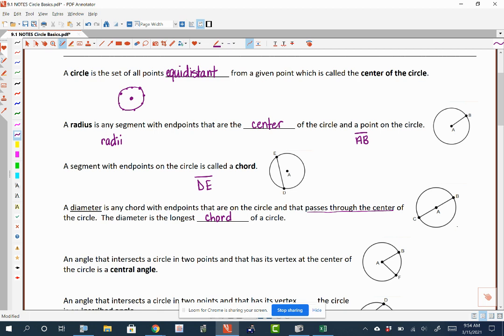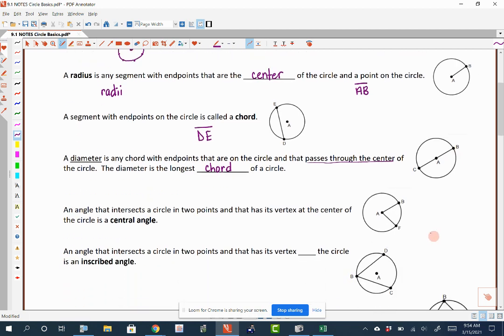So the question can be asked, is a chord always a diameter? And the answer to that would be no. And we've got a picture of that from above. This is a chord, but it's not a diameter. But if I ask that backwards, is a diameter always a chord? That would be yes. That would be always is going to be true.